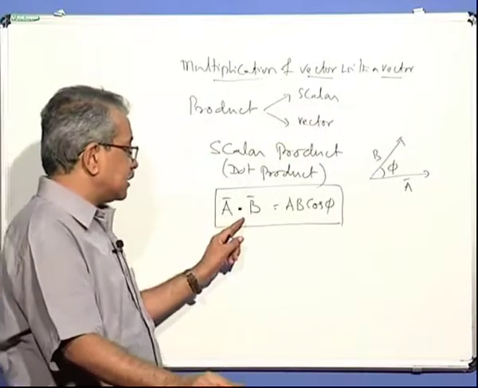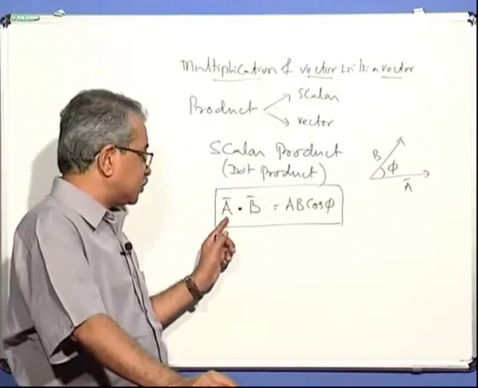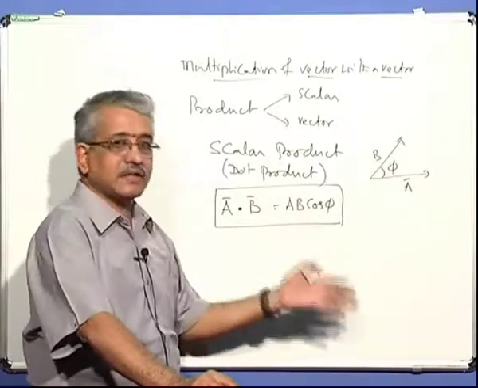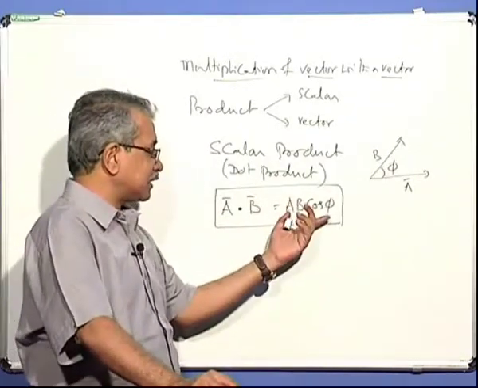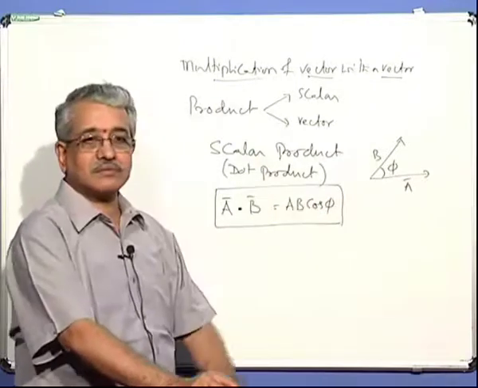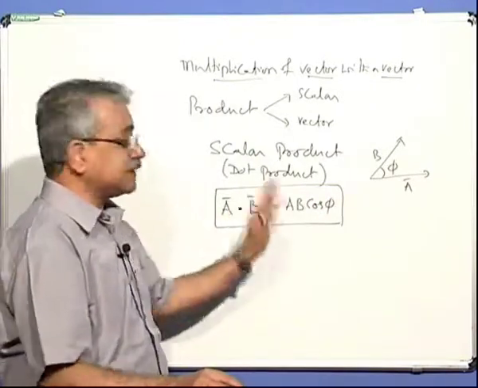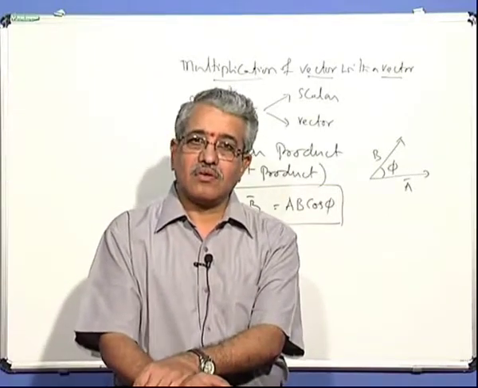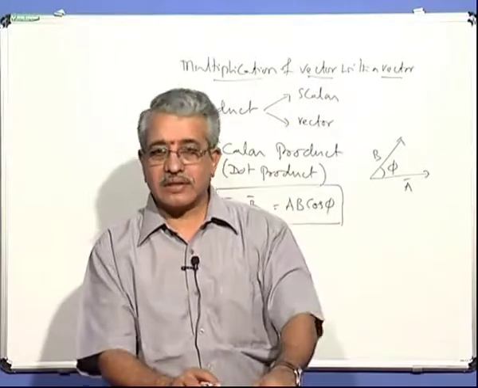Then the multiplication of these two vectors giving rise to a scalar will have only magnitude. That scalar magnitude is A B cos phi, given by that. That is the definition for the multiplication of the vectors to give you a scalar. How a vector comes, we shall see in the next module, not here.